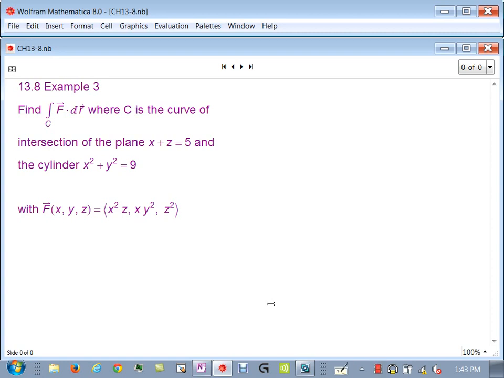Okay, so we have, find the line integral here. C is the curve of intersection of the plane x plus z equals 5 and the cylinder x squared plus y squared equals 9. All right. There's our vector field.